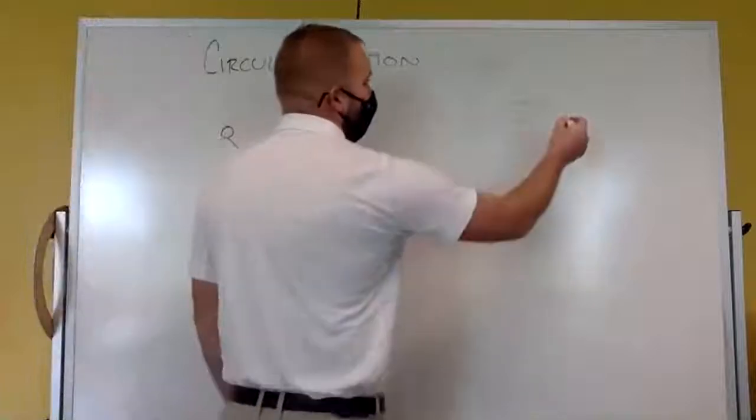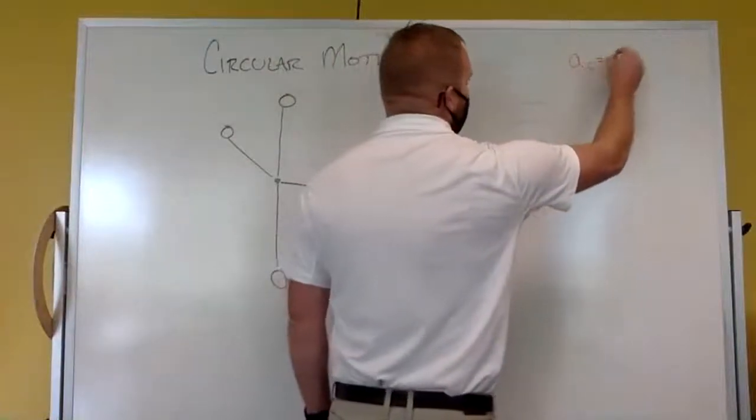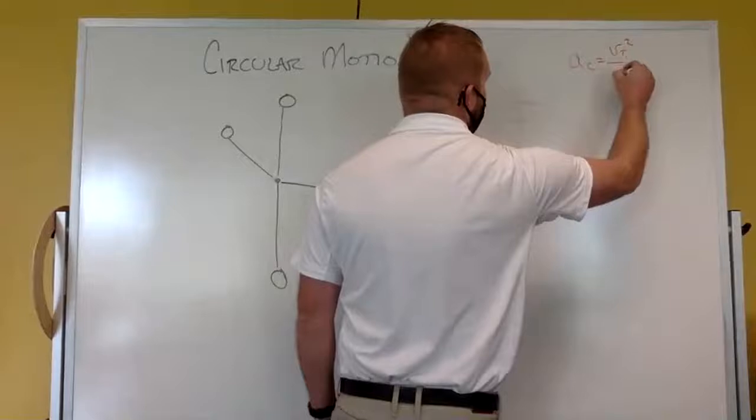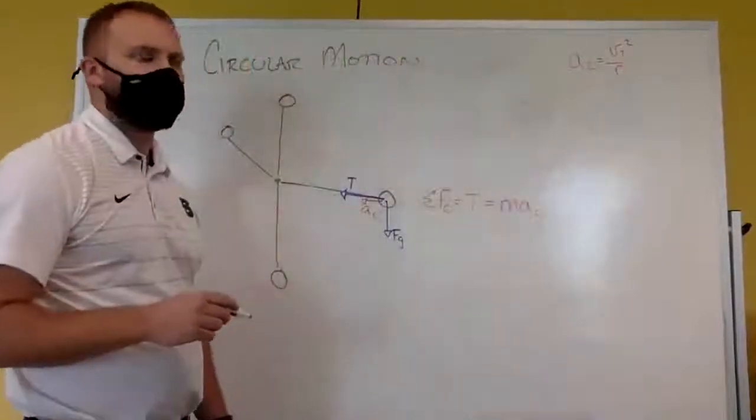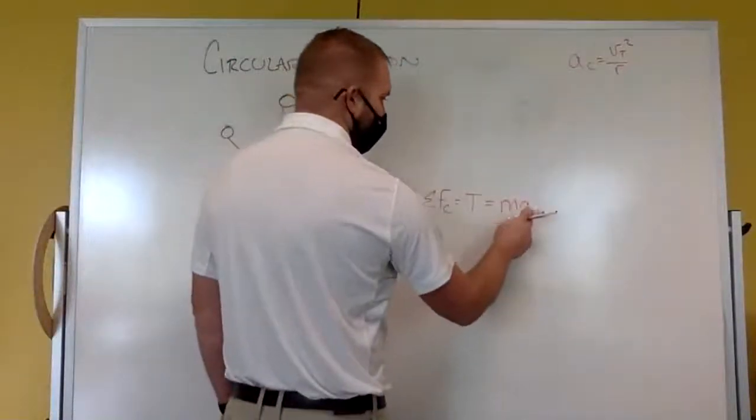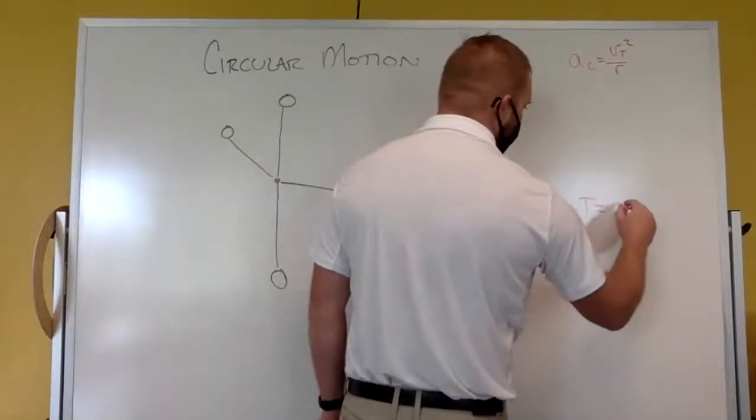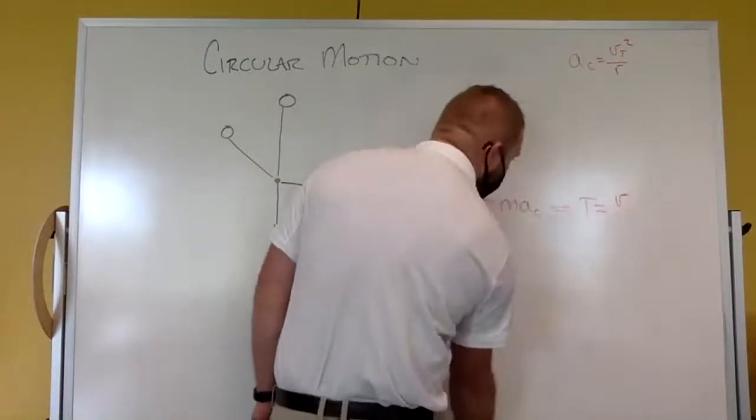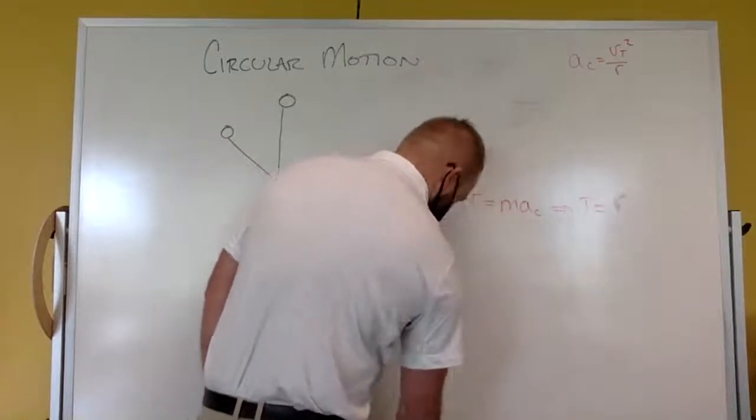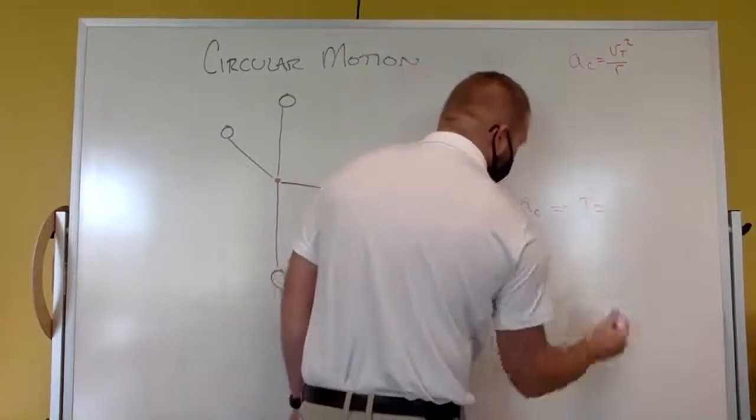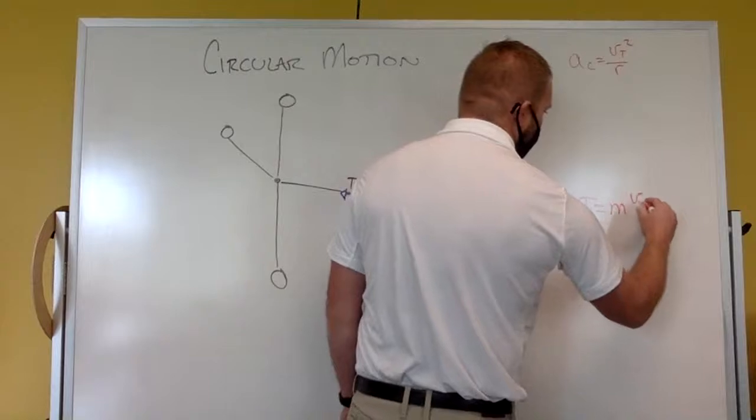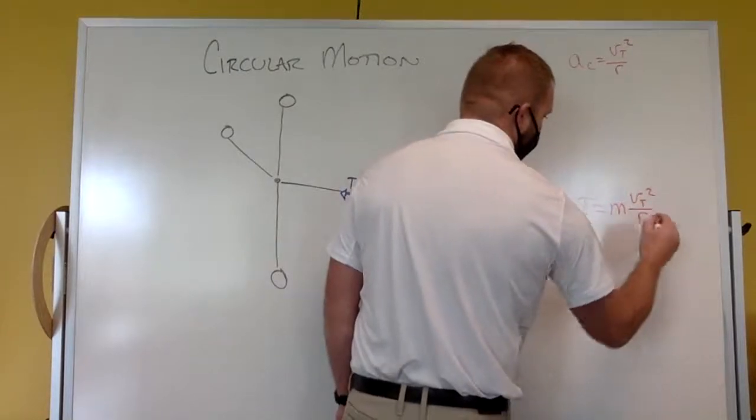So then, if we recall, remember a_c is v_t squared over R. And so the tension here is just m v_t squared over R.